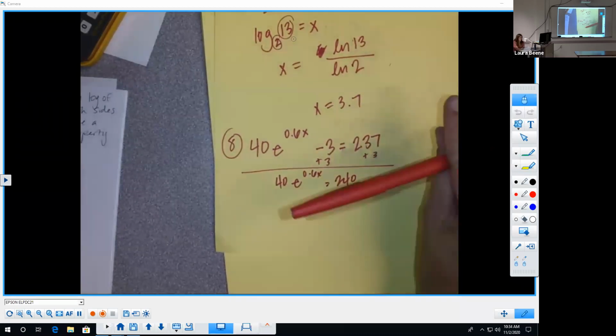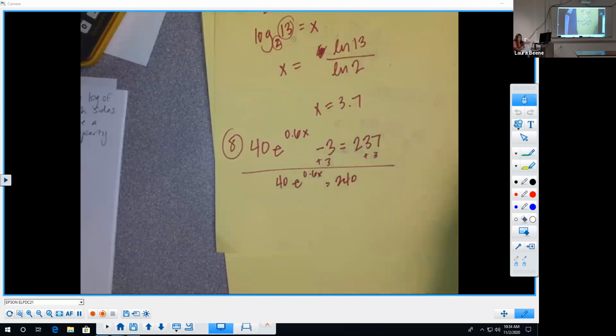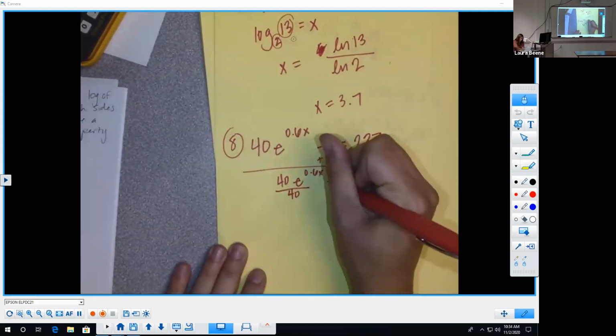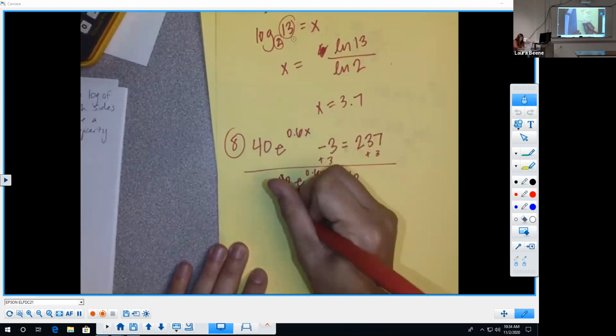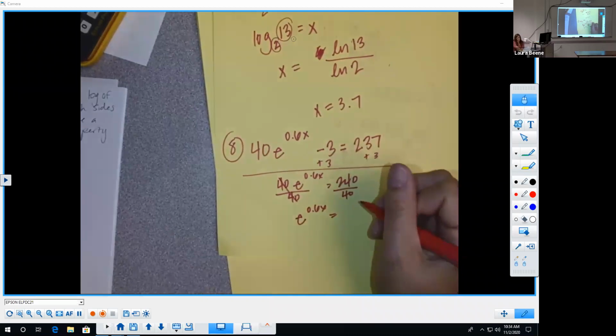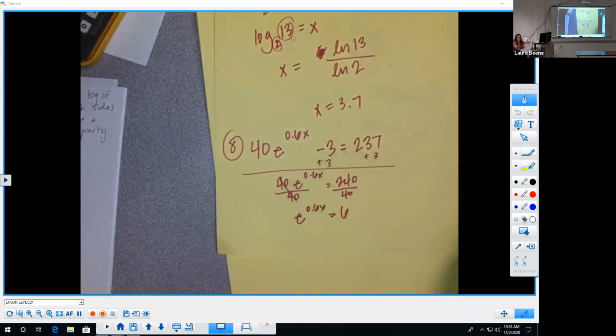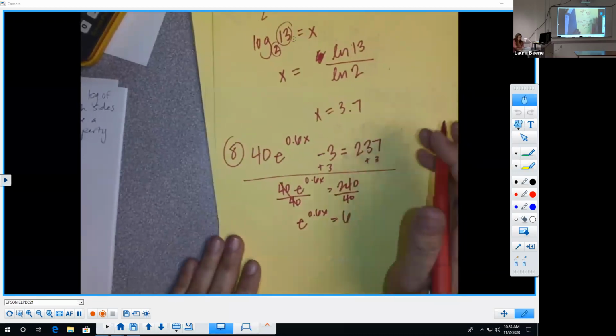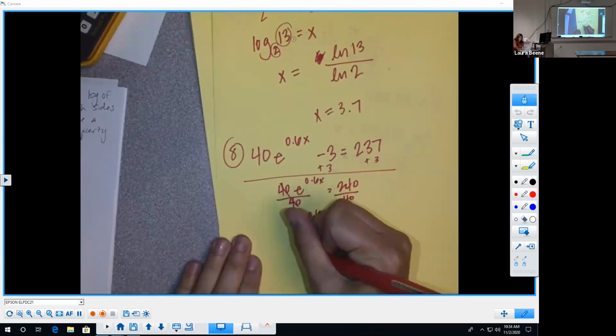Before you can change forms, you have to move that 40. How do I move the 40? Divide by 40. So I get e to the 0.6x power equals 240 divided by 40, which is 6. From here, change forms. So log, what's my base?